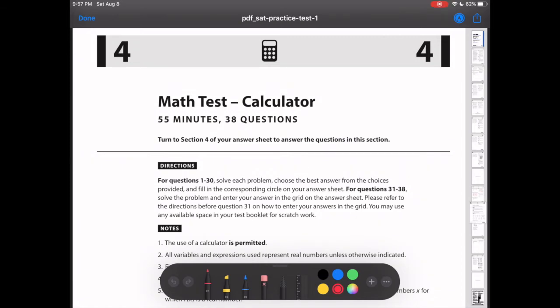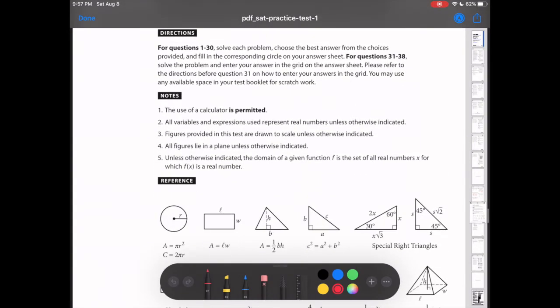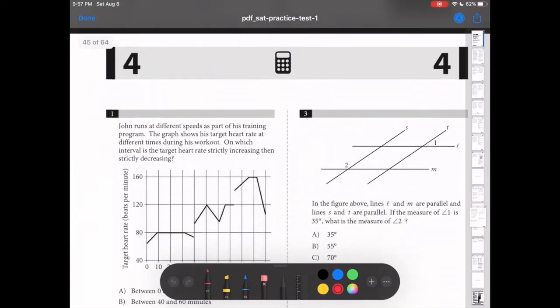Alrighty, so let's do the test. You can find this on the College Board website or linked in the description below. Print it out and let's get prepared. So the general formulas again.